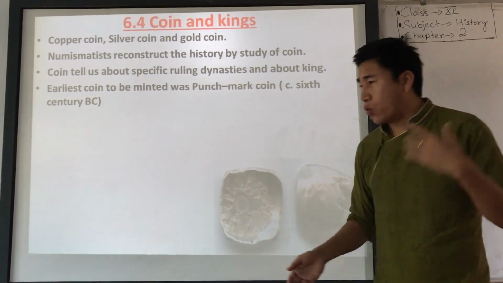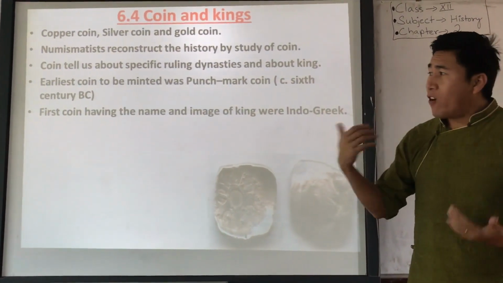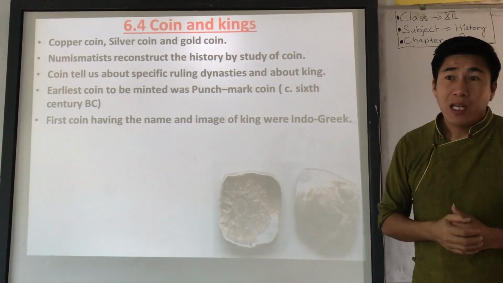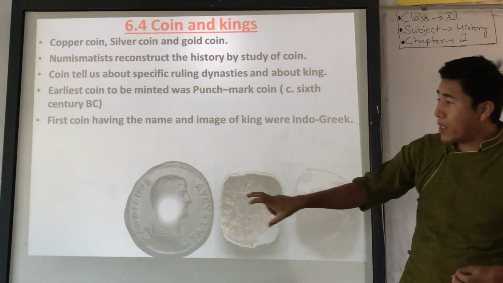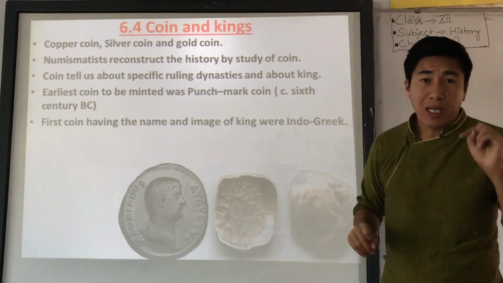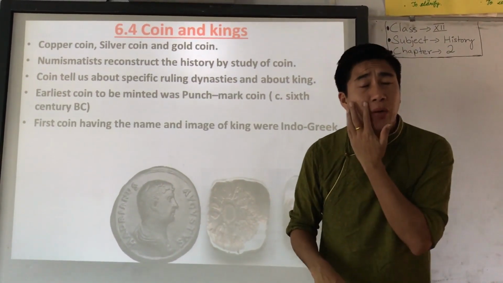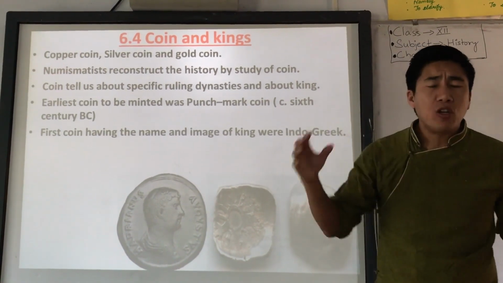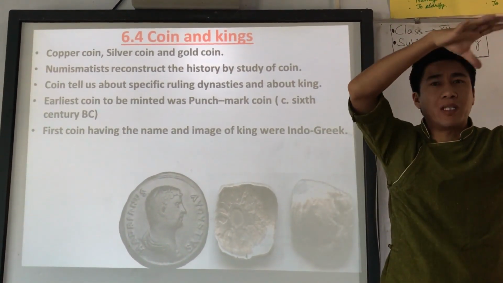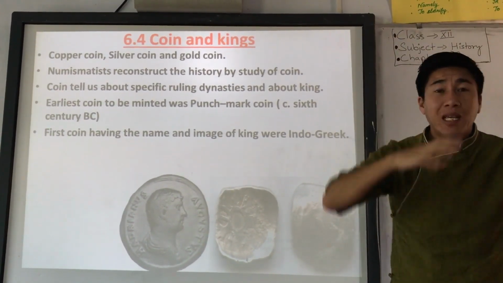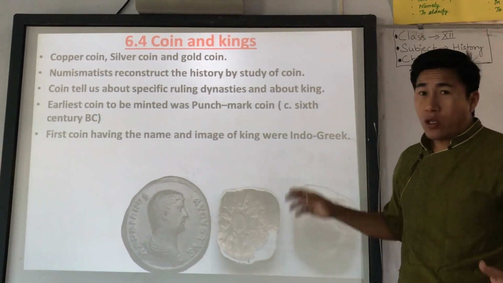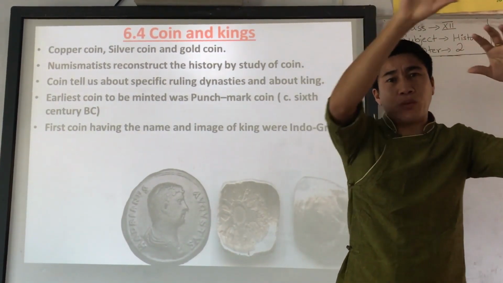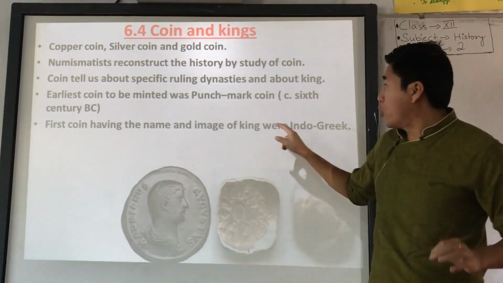Later on, we have different kinds of coins, gold coins and silver coins. Now, the first coins to have the name and image of the king were introduced by the Indo-Greek kings. Who are the Indo-Greeks? You know about Alexander the Great, right? Around the 180s BC, during the Mauryan Empire, the Indo-Greeks had lots of wars with the Mauryan Empire around the northwestern area, like Gandhara and Taxila. Later, with the decline of the Mauryan Empire, the Indo-Greek kings gained control over Afghanistan, Pakistan, and most of the northwest area. One important Indo-Greek king was Demetrius.